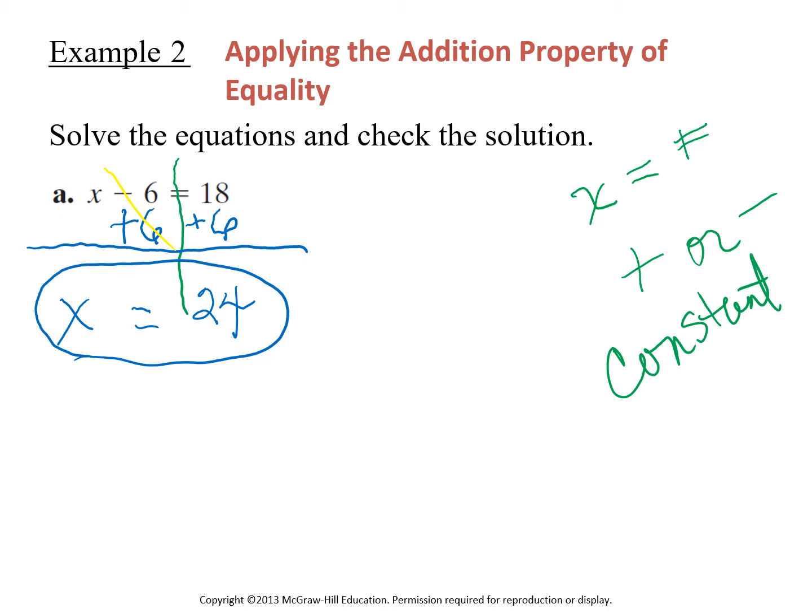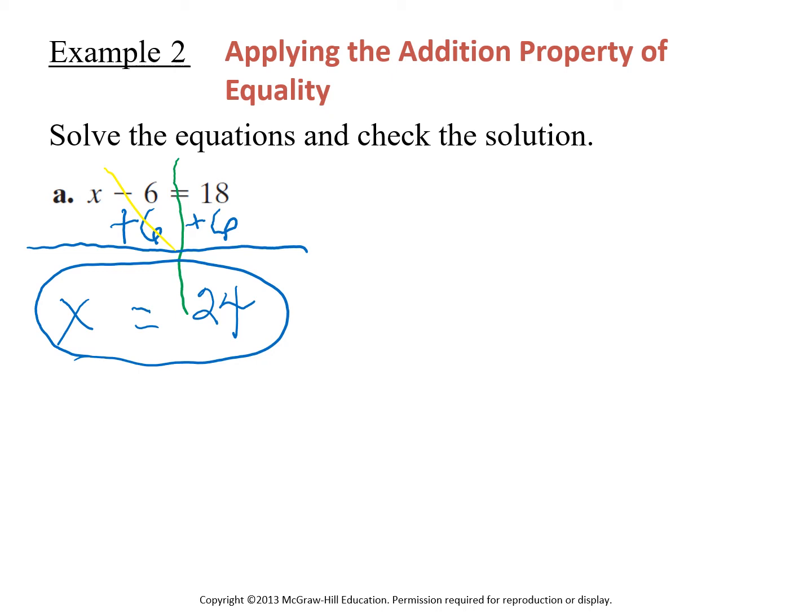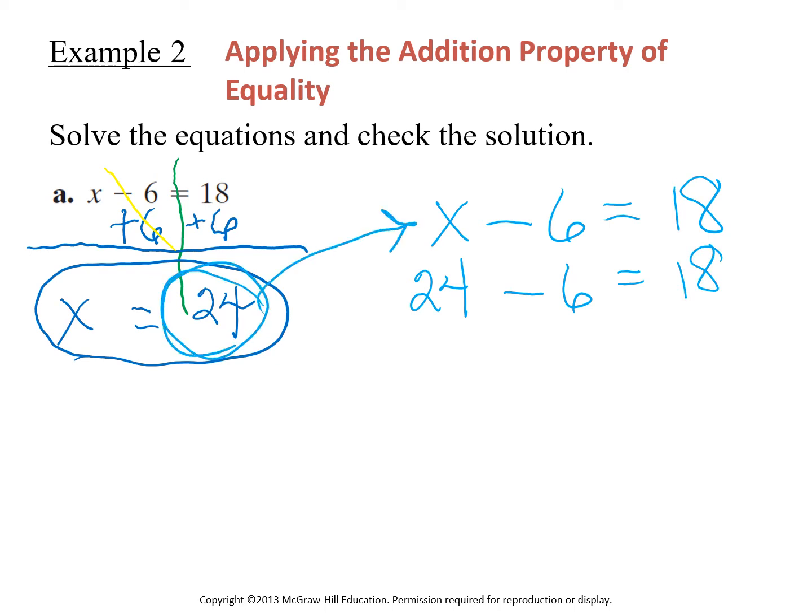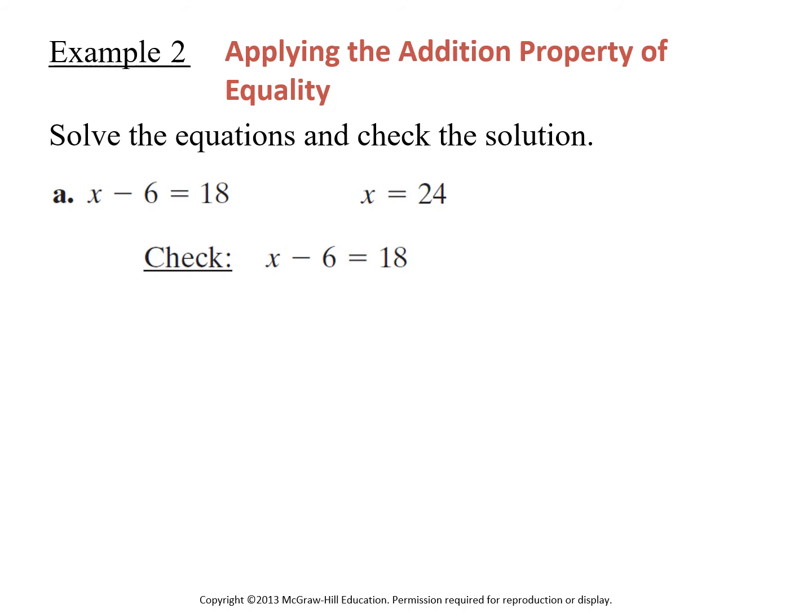And now I want to check my solution. So to check a solution, what we do is we begin with the original equation, x minus 6 equals 18. And we want to check that actually 24 minus 6 equals 18. So we plug our solution in for our variable and evaluate the expression. So 24 minus 6 is 18, and I'm left with this balance statement. So my solution is x equals 24. And we just did this check, 24 minus 6 equals 18. So my solution works.